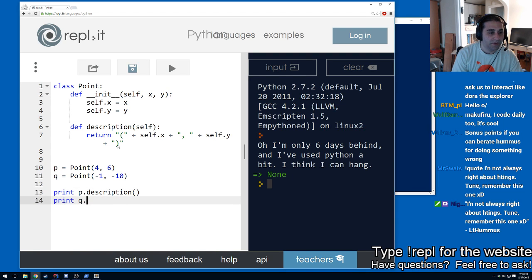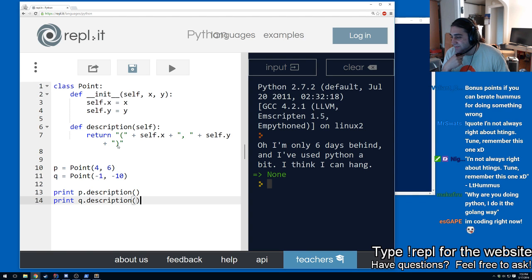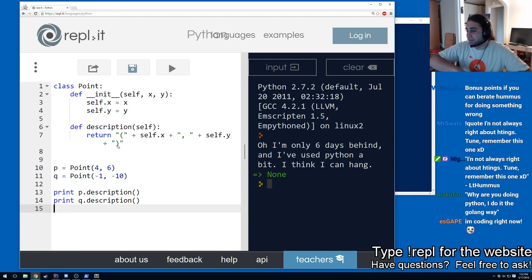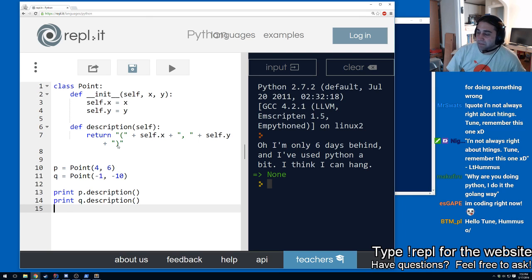Yeah. Thanks, Mr. Swats. Alright, so what does this print? Do you write in McAfee? Do you write in Go? What's up, BTM? All right, so what does this print? Assuming I didn't mess up.